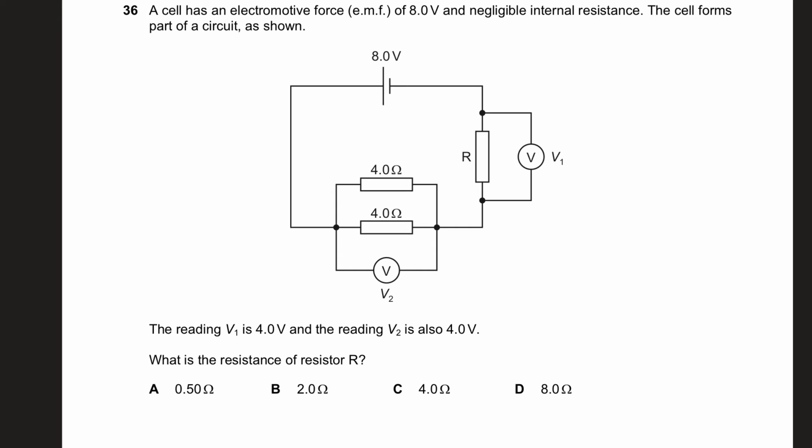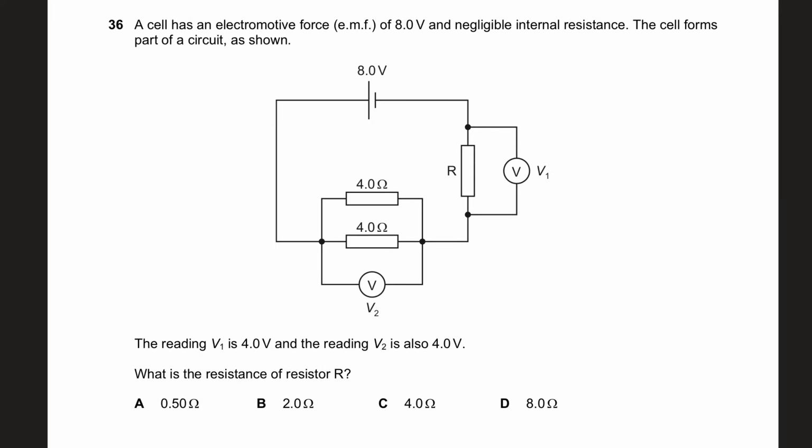Question 36 says, a cell of EMF of 8 volts and negligible internal resistance. The cell forms part of the circuit as shown. The reading V1 is 4 and the reading V2 is also 4. What is the resistance of resistor R? If reading V1 is equal to reading V2, that basically means that the resistance of these two resistors combined is equal to the resistance of this R. That is the only case where this 8 volts would split equally between the two.